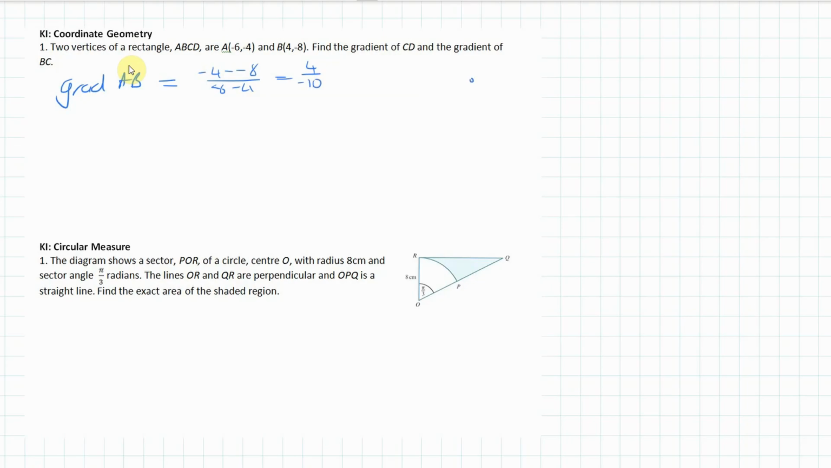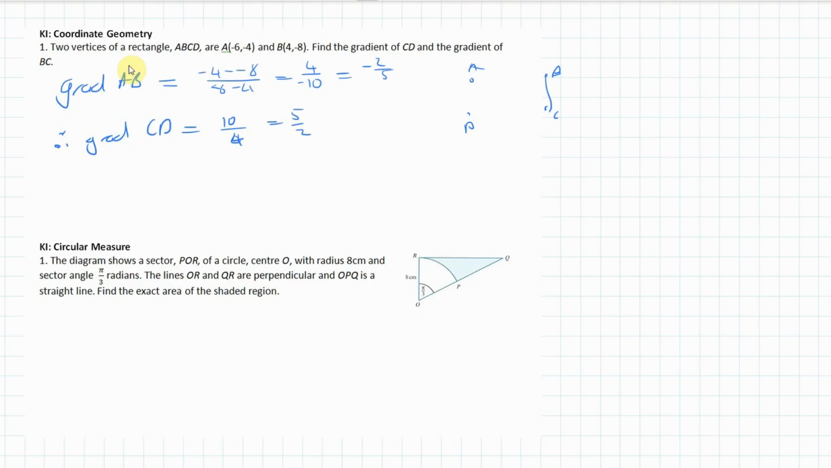Okay, so remember we had A, B, C, and D, and we want to know the gradient of CD. Okay, so therefore the gradient of CD is the negative reciprocal, so 10 over 4. I guess we could actually just rewrite this as negative 2/5. And then we could change this one here to 5 over 2.